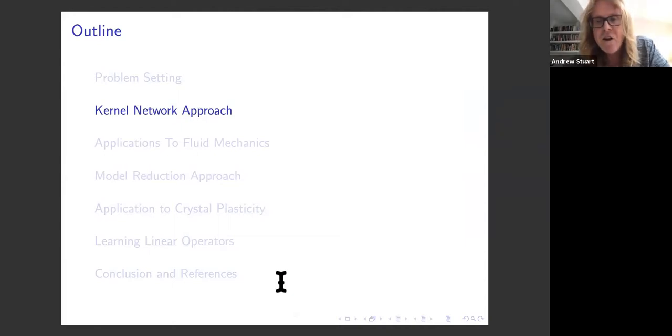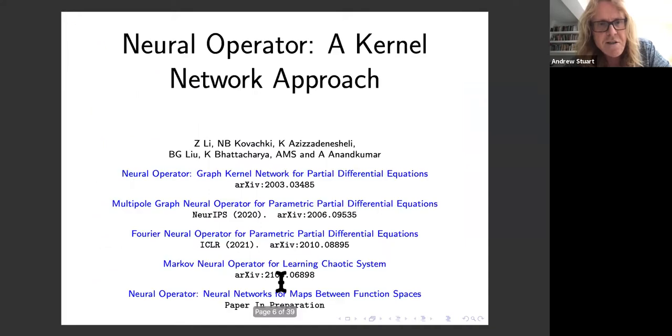All right, so let me describe then. In the talk, there will be two classes of networks, one what I call kernel networks and the other which I refer to as model reduction. So let's start by talking about the kernel network approach.